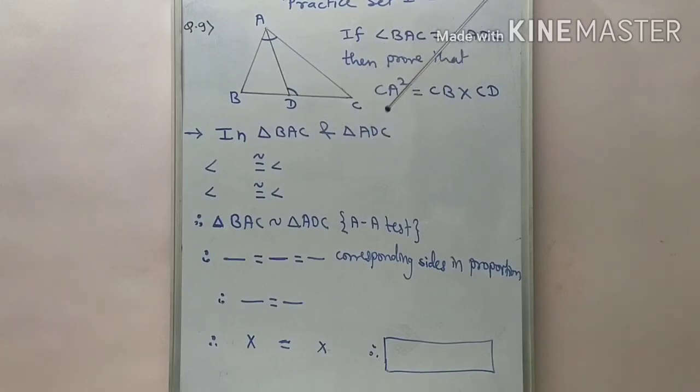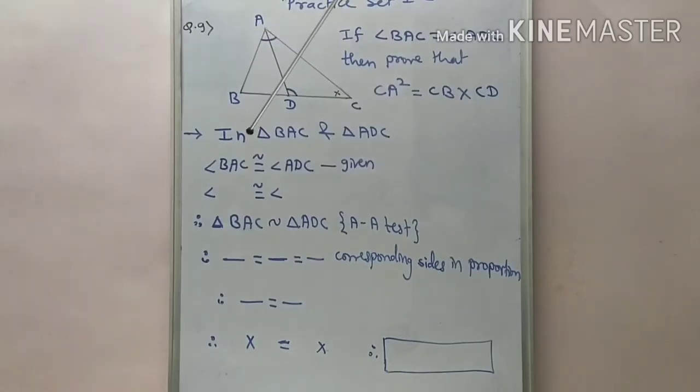Okay, so we prove these two triangles similar by a test, and that test is what? As very familiar, AA test. Means you have to prove that two pairs of angles are congruent, so triangles are similar by AA test. And one pair, of course, is given, angle BAC equal to angle ADC, so we write down that first pair here. Okay, so angle BAC congruent with angle ADC as given, and as you observe in this figure, students, yes, this angle C is common in both the triangles.